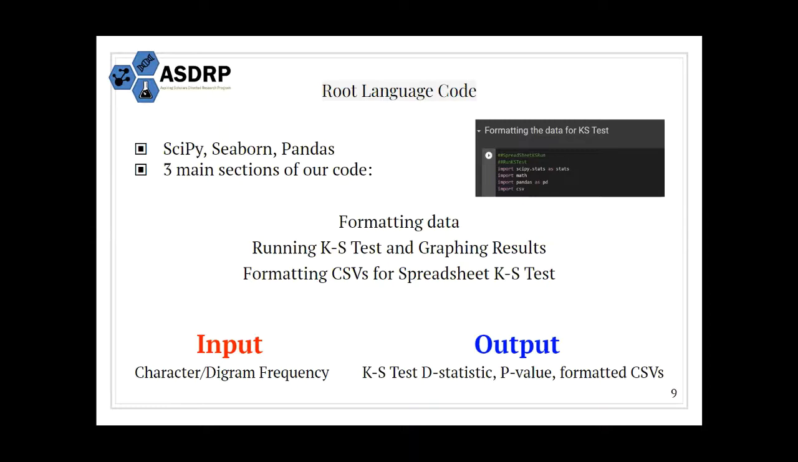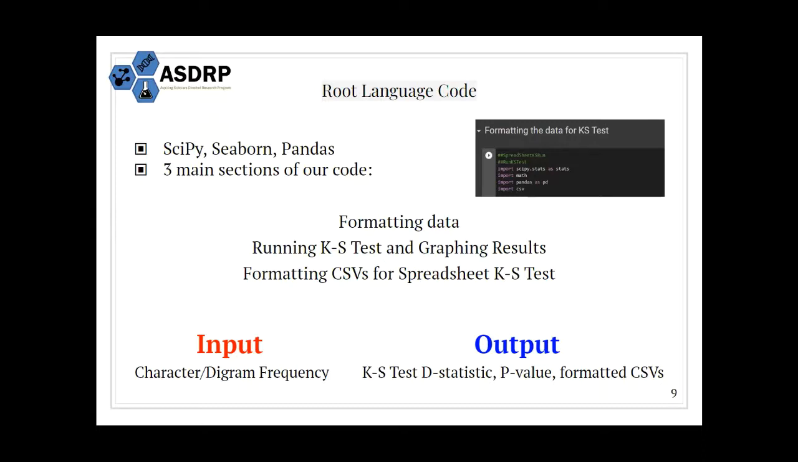There are three main sections of our code. The first one is formatting the data. The files that we input into our code have non-numerical values, but in order for our KS test function to work, we need to clean the data a little and make sure that the inputs are in the correct format. So that's what the first section of the code does. The second section of the code is running the KS test and graphing its results. We ran the KS test using SciPy and graphed results using Seaborn, like I said earlier. And then the third section of our code is formatting CSVs for our spreadsheet.